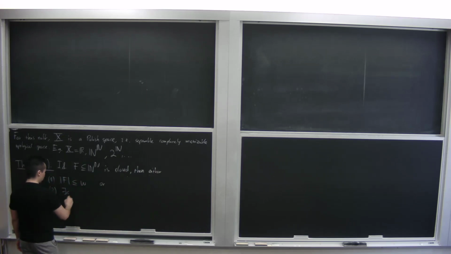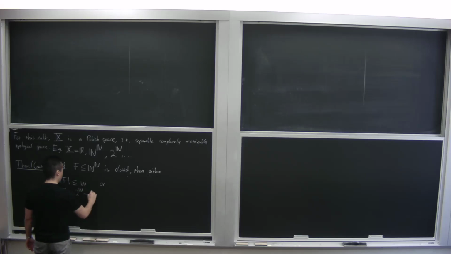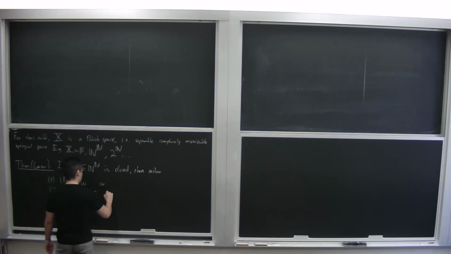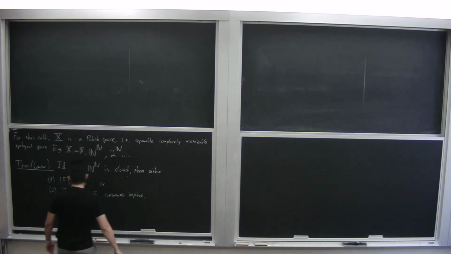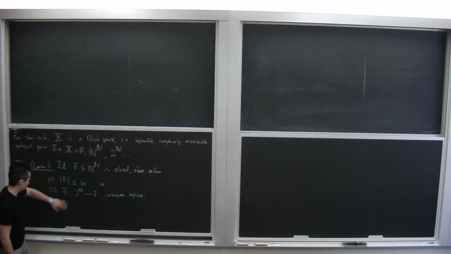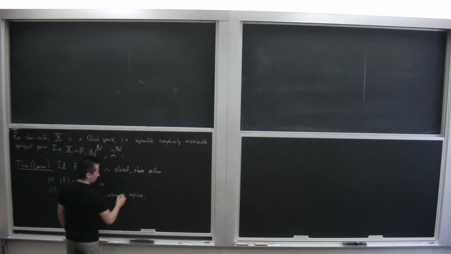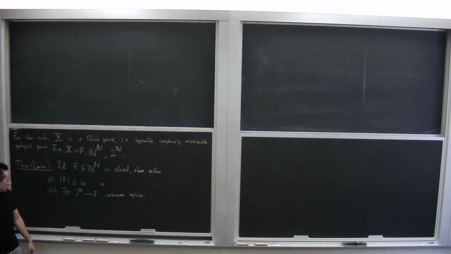So there exists a map from 2 to the omega into F, continuous and injective, of course. Actually, let's call this pi. Okay. So there are two proofs that people usually go through to show this.